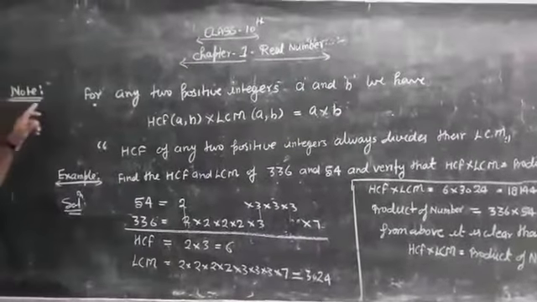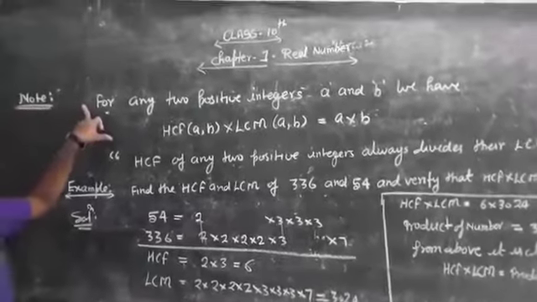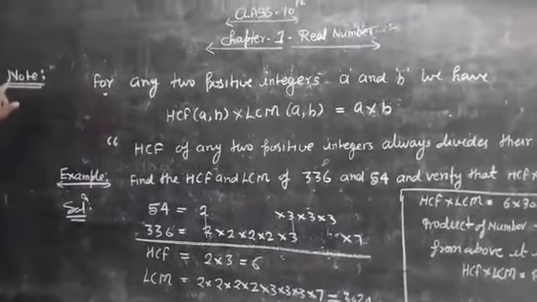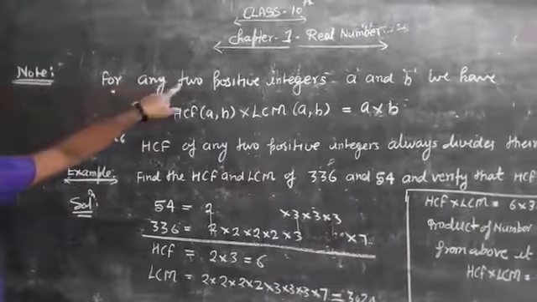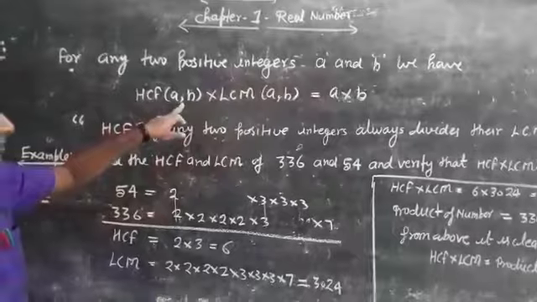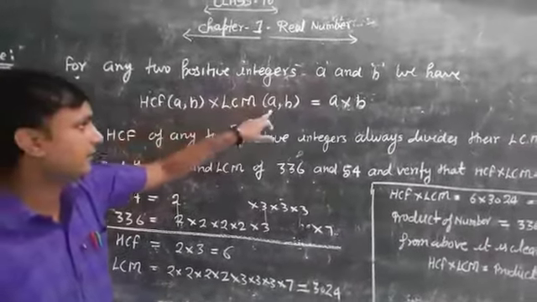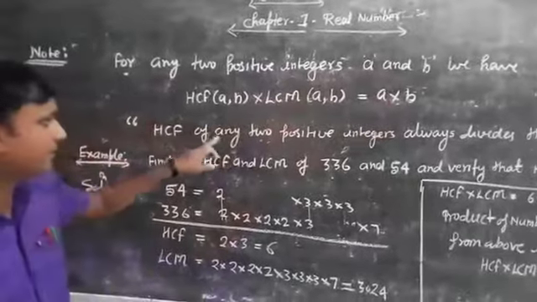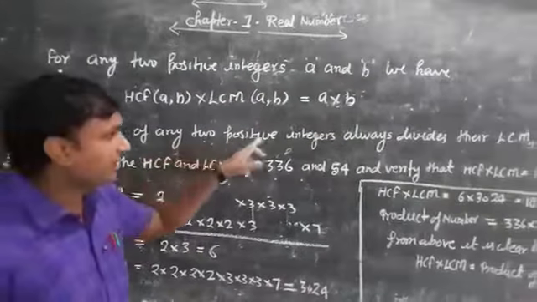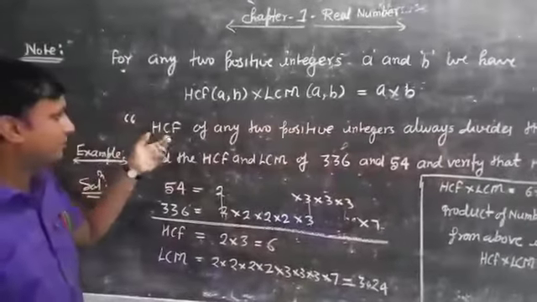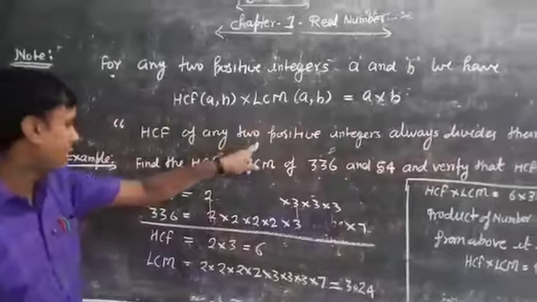We have already studied in previous classes the HCF and LCM of any two positive numbers. In notes here, for any two positive integers a and b, we have HCF of a, b into LCM of a, b is equal to a into b. The HCF of any two positive integers always divides their LCM.